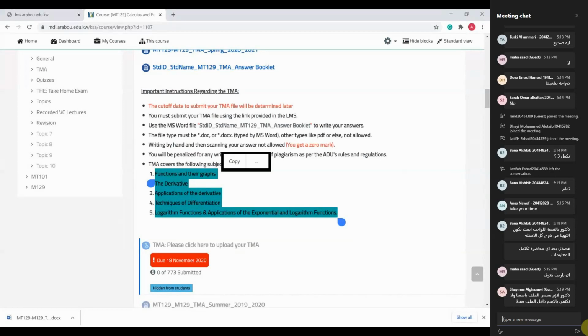We will start with tutorial 3, the application. Okay, inshallah next week we finish the application and go to the technique. Only one week to finish the technique, and the logarithm function we need 2 weeks.